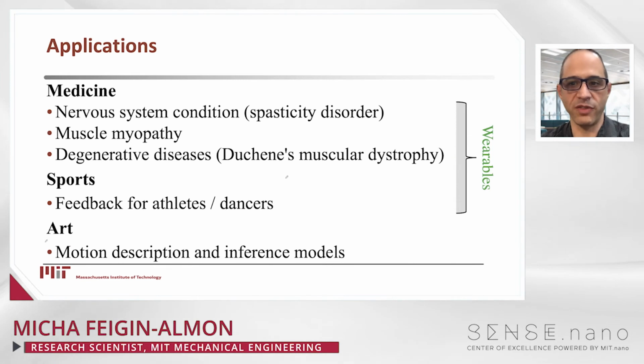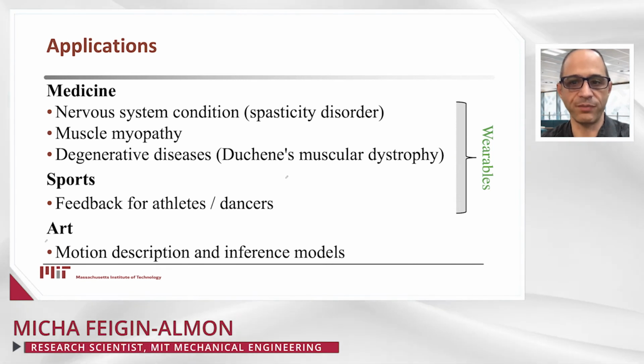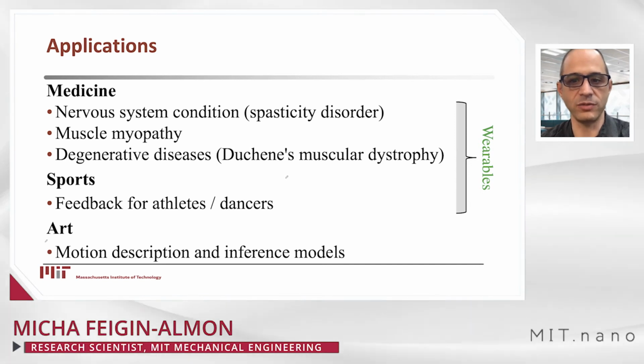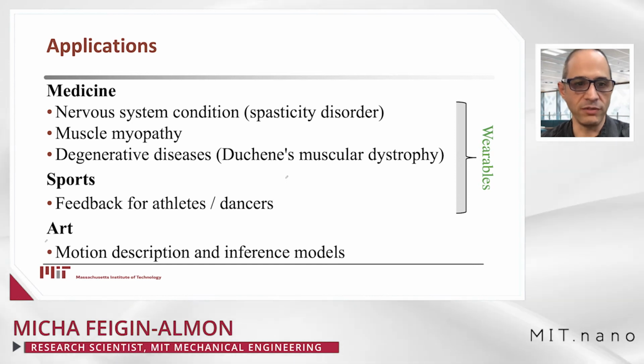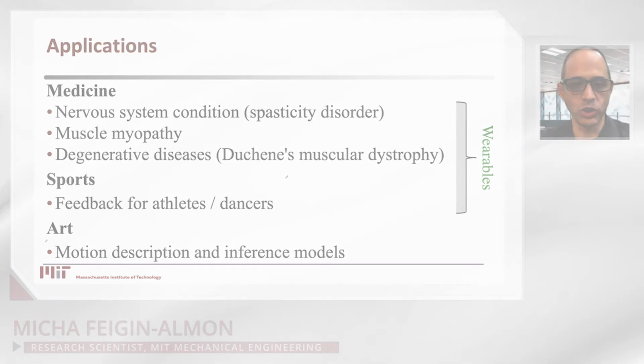The applications of this approach are numerous and far-reaching. In medicine, we are looking at neurological related diagnostics, such as muscle spasticity due to central nervous system conditions, muscle myopathy, and degenerative diseases such as Duchenne muscular dystrophy. Sports applications include techniques and training feedback, and assessment for return to play after injuries. We've also investigated questions of art. Can we learn to do better motion description and inference of action for motion?